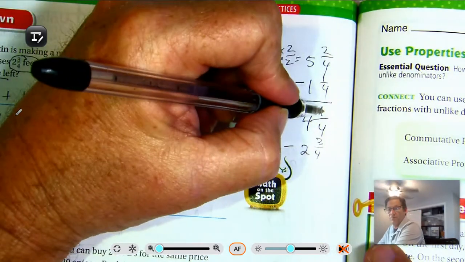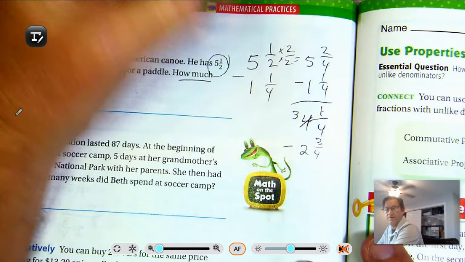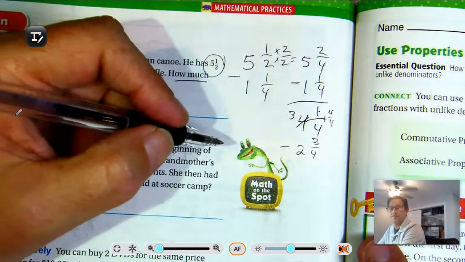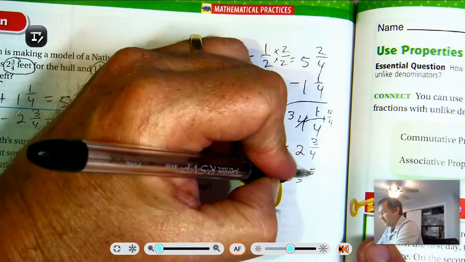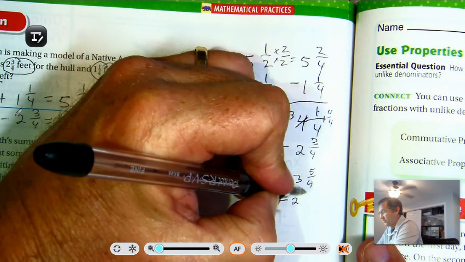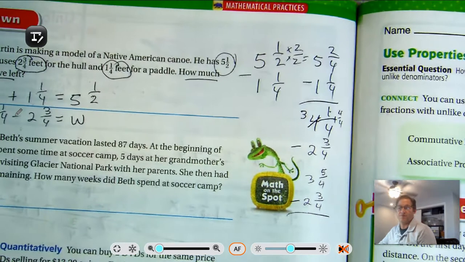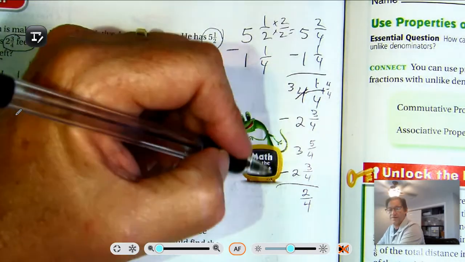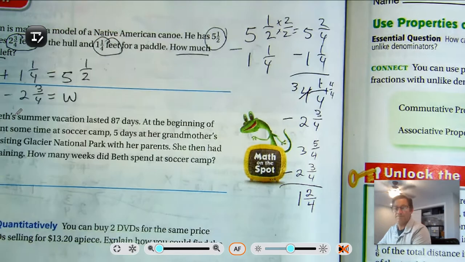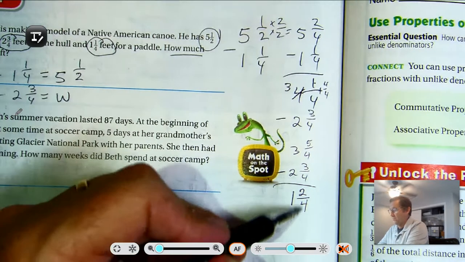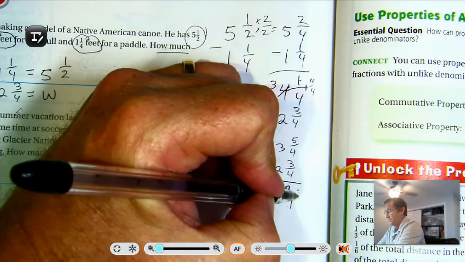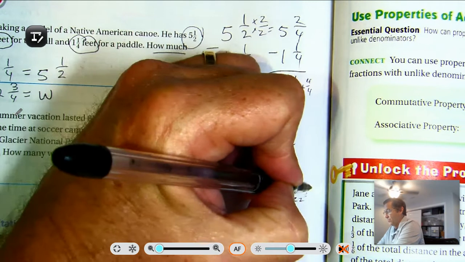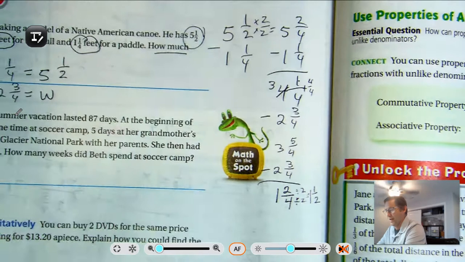Well, I can't take 3 from 1, so I'm going to rename the 4 wholes as 3 wholes and add 4/4. So that would be rewritten as 3 5/4 minus 2 3/4. 5 take away 3 is 2/4, and 3 take away 1 is 1. Okay, 1 2/4, we know 2 is a common factor. So 1/2. 1 1/2.